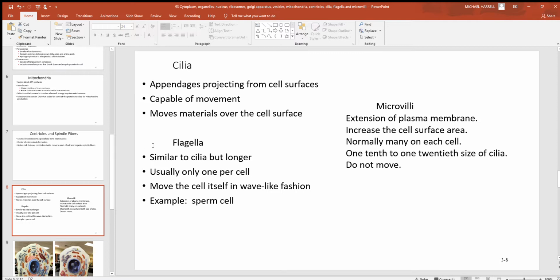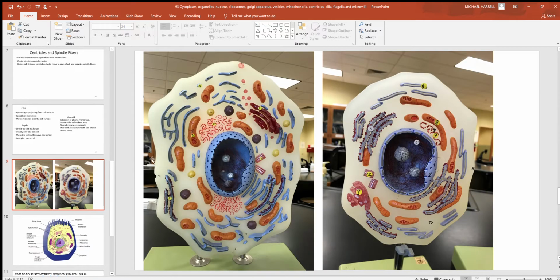Then there's the flagella. The only place you'll see this in the human body is the sperm cell. There'll only be one flagella, and that's it. Not large numbers like you might see with cilia and microvilli, just one flagella. And it's used for propulsion. It's like an outboard motor on the back of that cell.